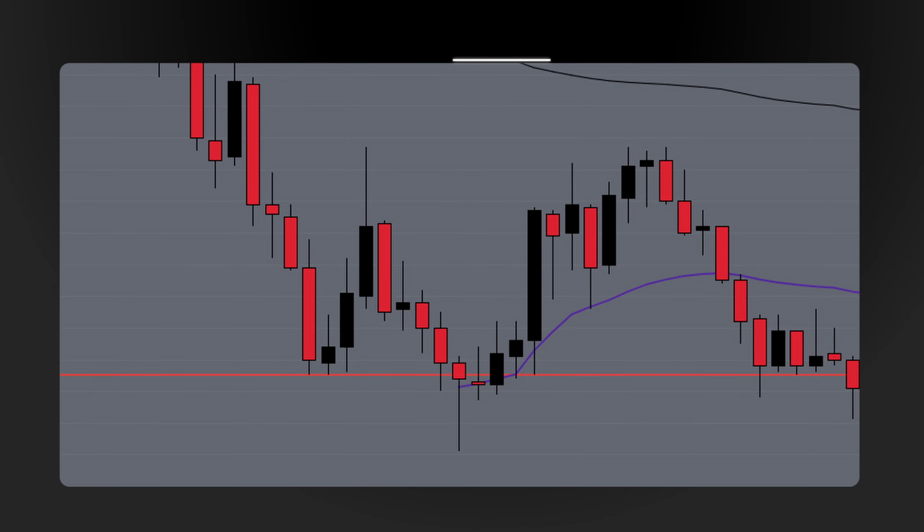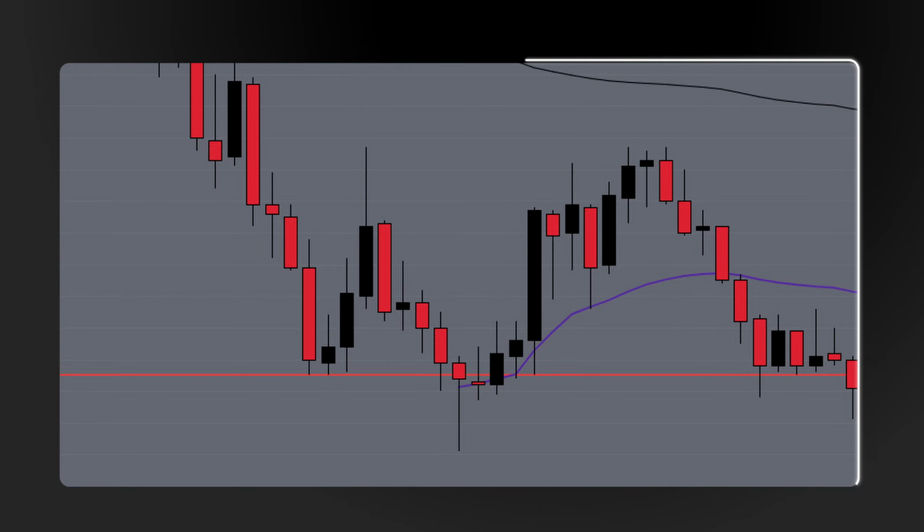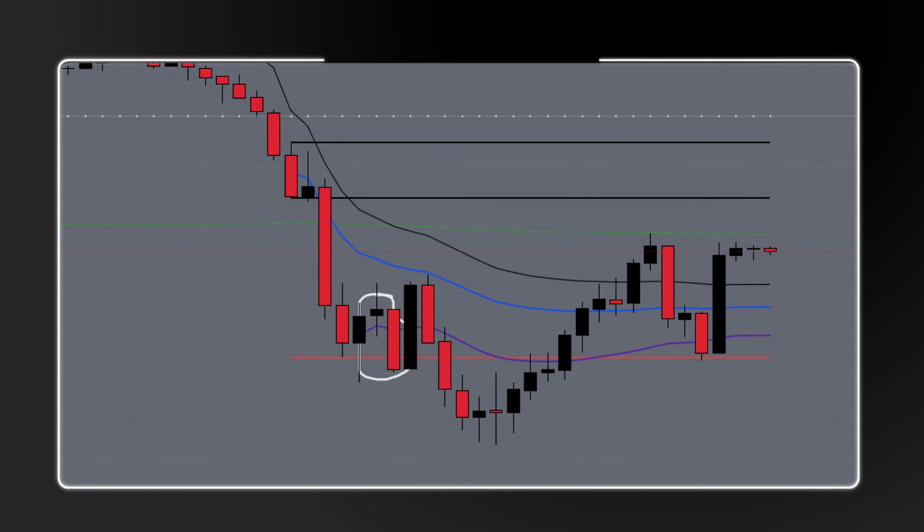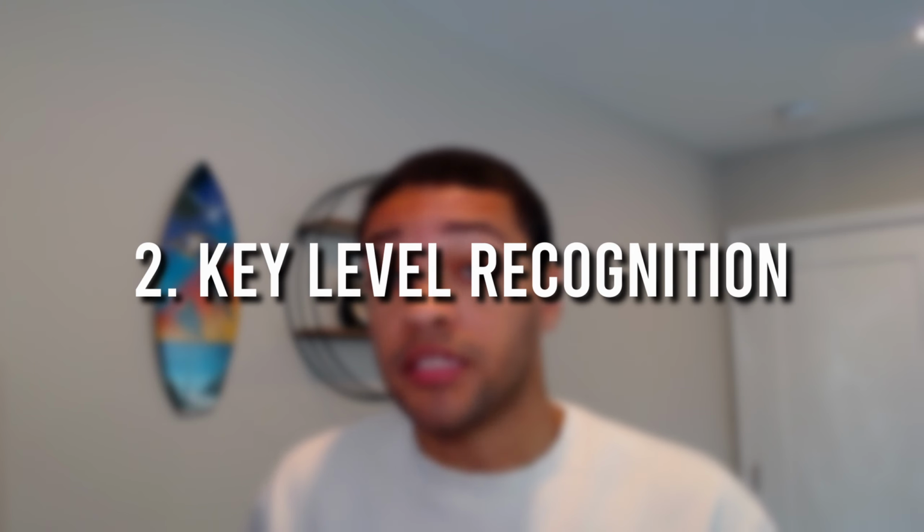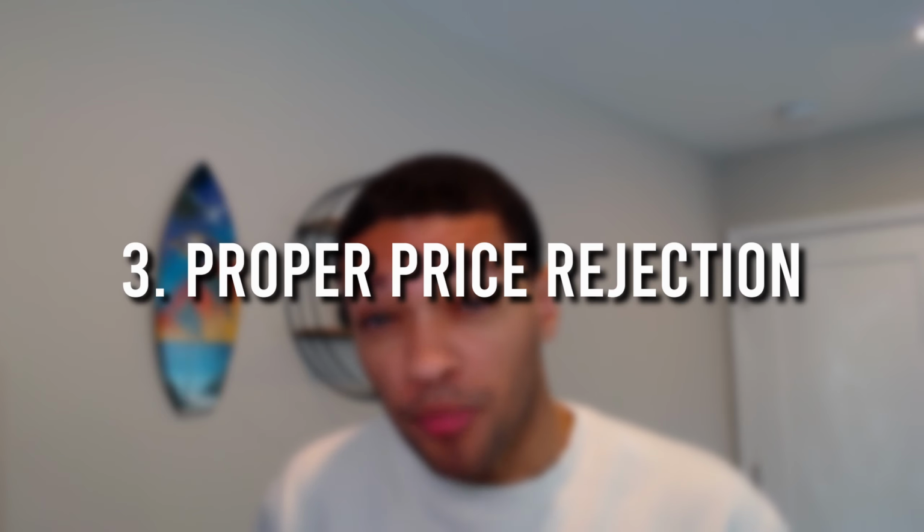Look at this example. What seems like a perfect breakout on the 2-minute chart is actually a trap when you zoom out. But successful breakout trading requires 3 key elements: higher time frame context, key level recognition, and proper price rejection. Before we dive into examples, let me show you exactly how I trade breakouts on ES futures.